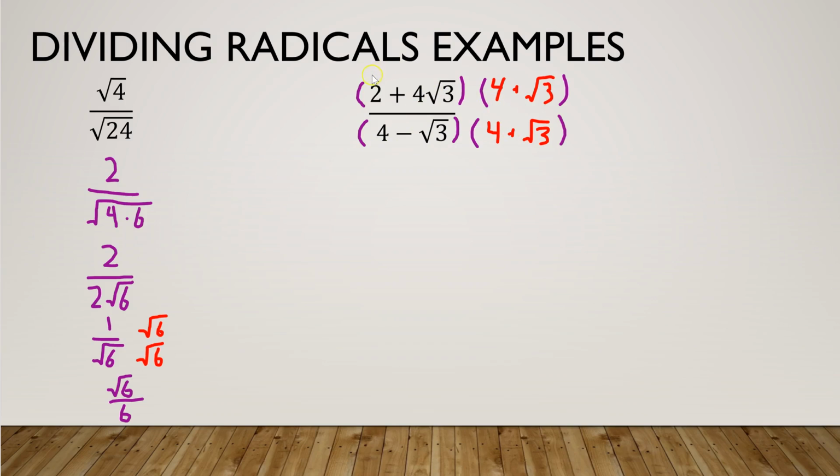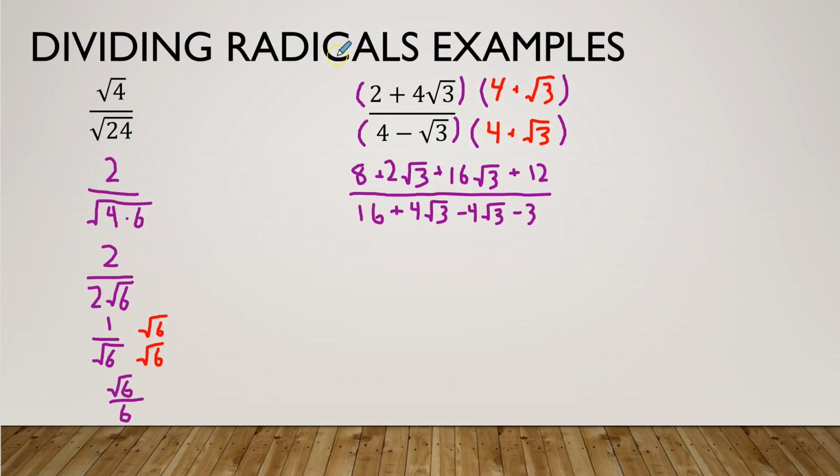Now the bad news here is I'm going to have to FOIL this out, just like we did in one of the earlier multiplying examples. So if you go through the process of 2 times 4, 2 times root 3, 4 root 3 times 4, and 4 root 3 times root 3, that's probably the hardest one right there. Root 3 times root 3 gave me 3, but I also had a 4 in front of the radical. So it's the 4 times the 3 from the radicals, which gave me 12 here.